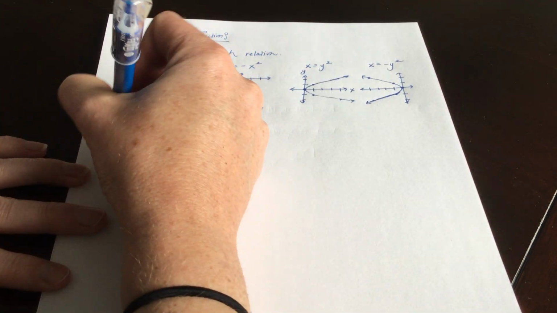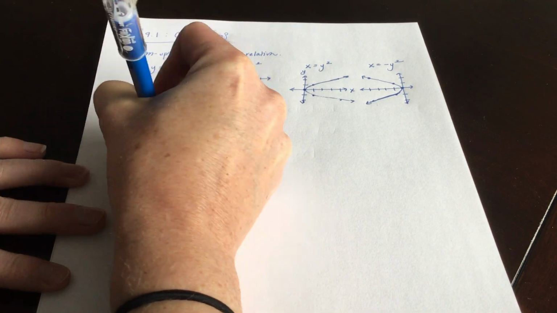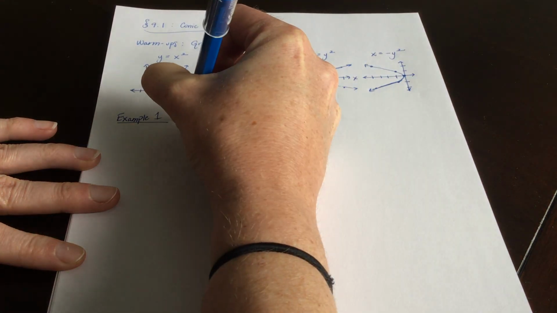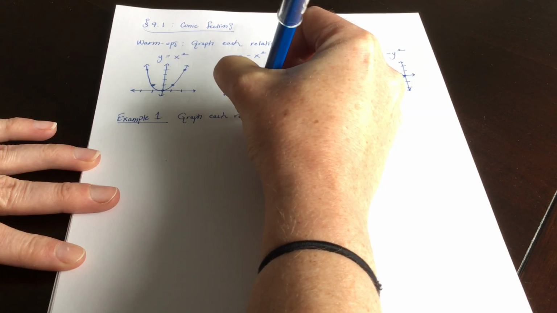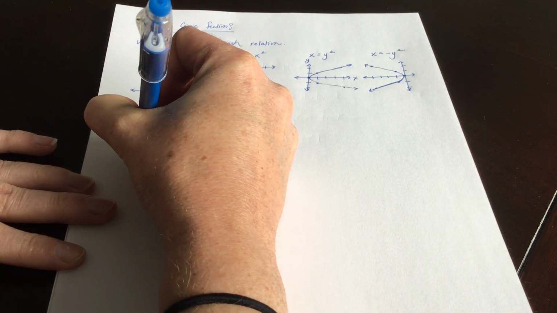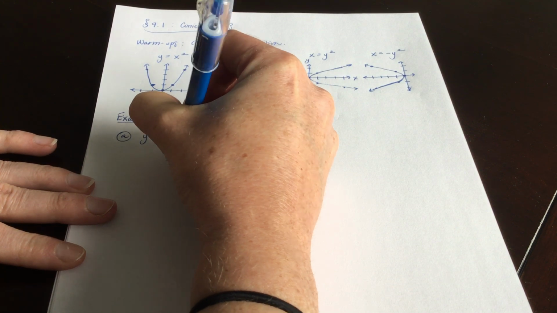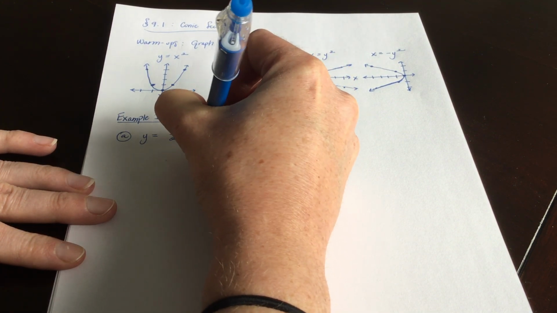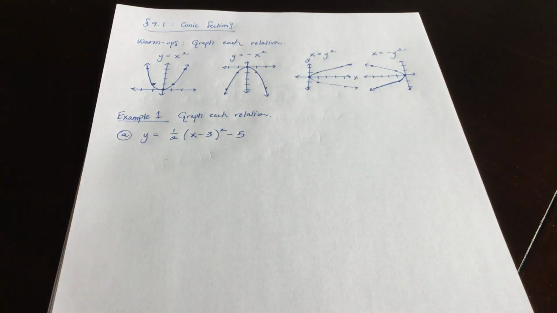All right, example 1. Directions are graph each relation. And part A, let's have you graph y equals 1/2 times the quantity x minus 3 squared minus 5. And go ahead and graph that on your own, pause the video, and see how that goes.